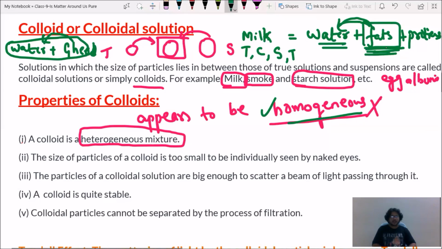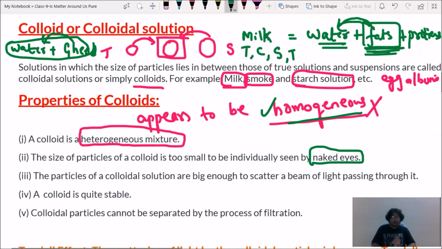It is a heterogeneous mixture. And the size of colloid particles is too small to be individually seen by the naked eye. We cannot see these particles with our naked eye, unlike in suspension solutions. In suspensions, of course, we can see sand particles, mud particles, iron filings, or chalk powder, etc. But in colloidal solutions, we cannot see them with our naked eye. We need to use a microscope to observe those colloid particles.